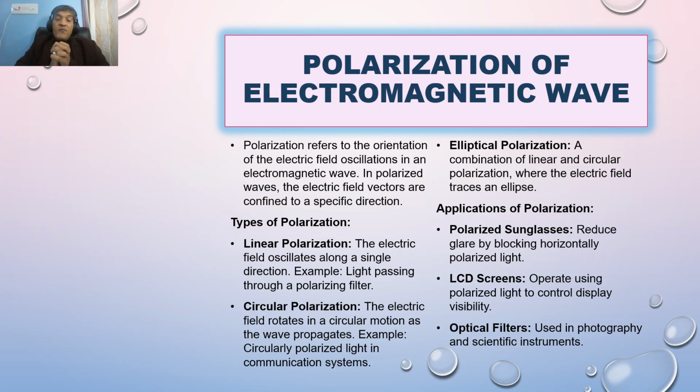Linear polarization is one of the very important types of polarization. In linear polarization, the electric field oscillates along a single direction. For example, light passes through polarizing filters.